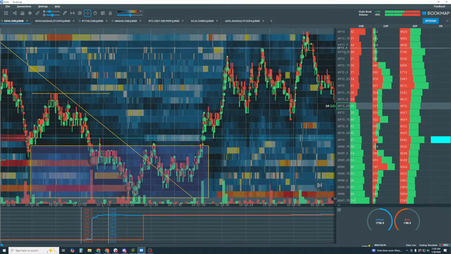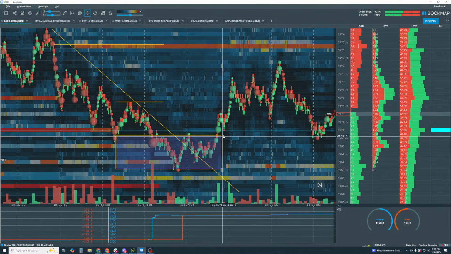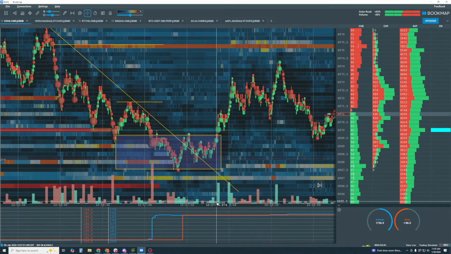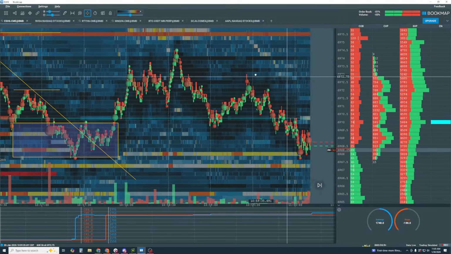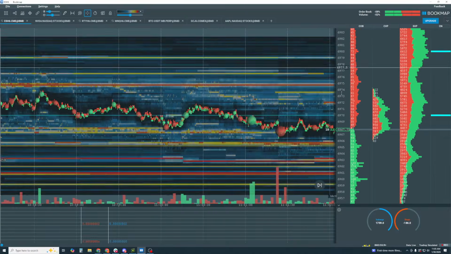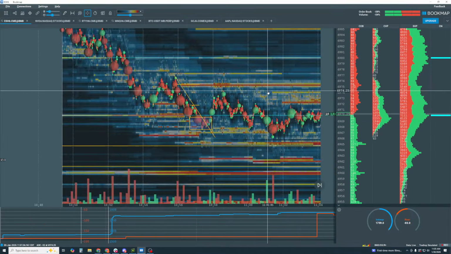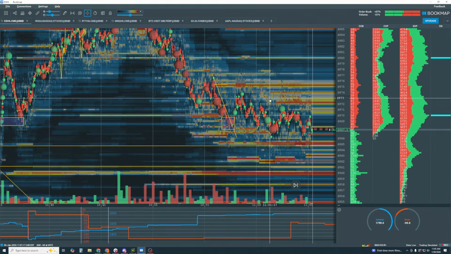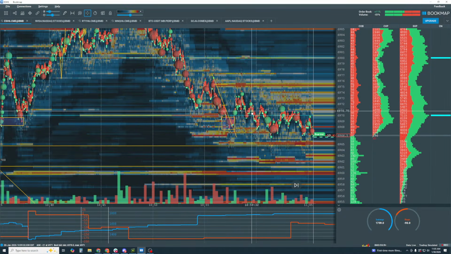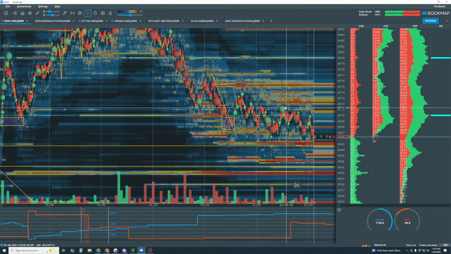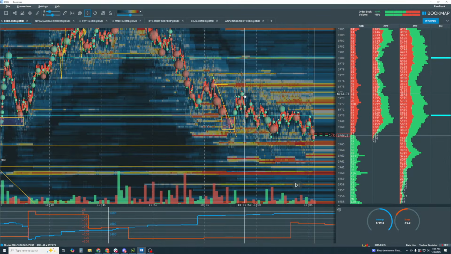Okay, so the context is very different for that pullback. And we're looking for low volume in here, low volume on the sell side. Okay, let's see what happened. Okay, so that was it, right? That was all we got out of it, and then it went back and forth in here. Okay, but we took a shot at it.